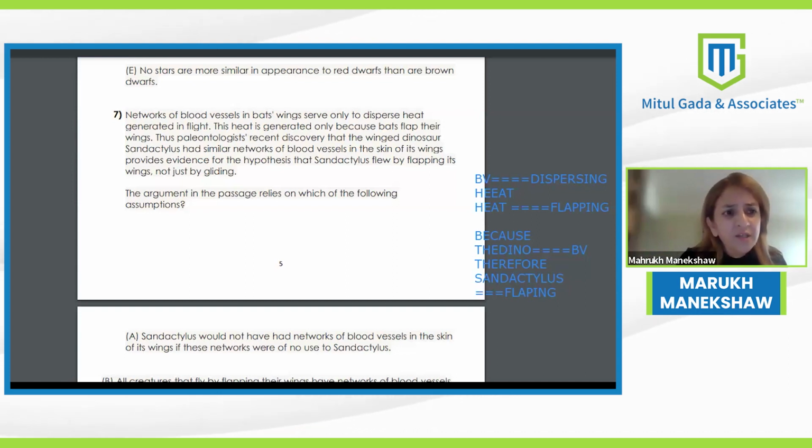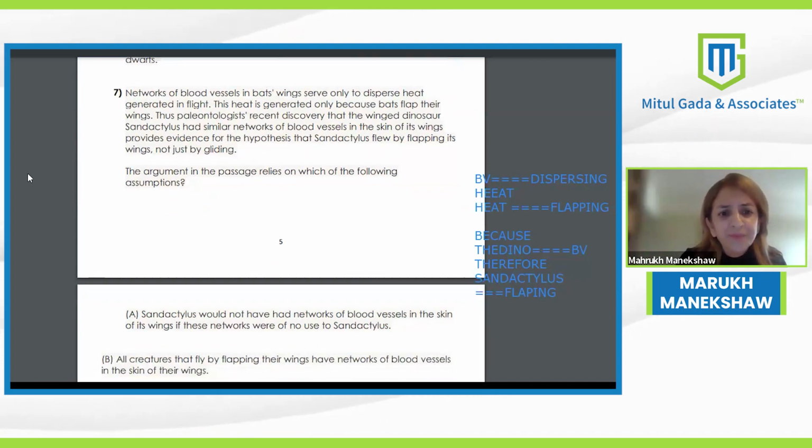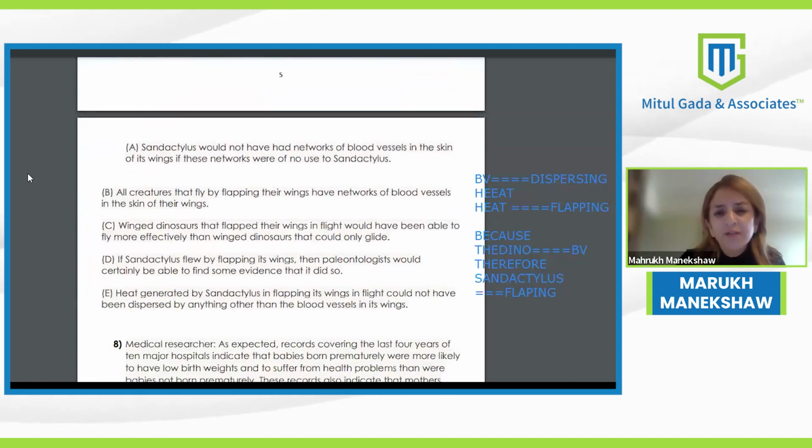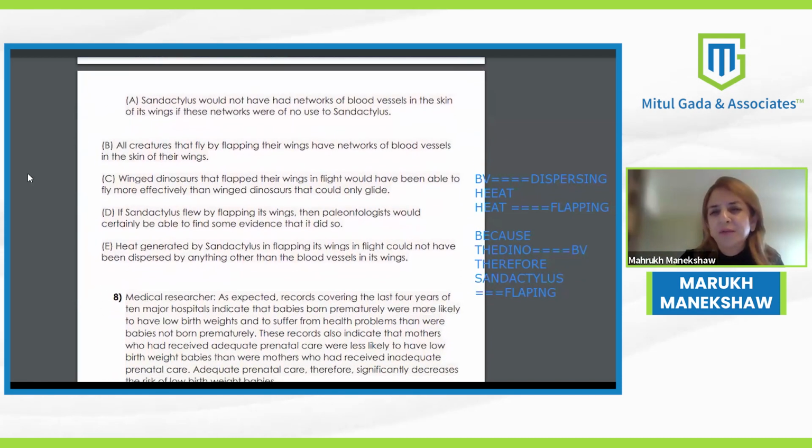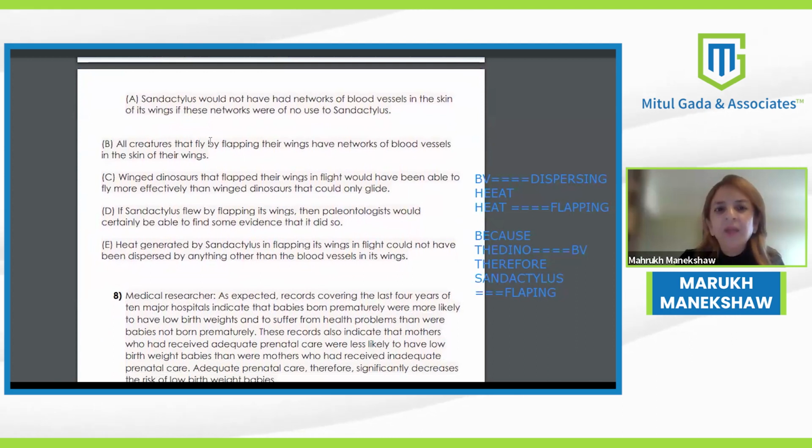So let's get to the answer choices. A says, Syndactylus would not have had networks of blood vessels in the skin of its wings if these networks were of no use to the dinosaur, to the Syndactylus. Okay? This is precisely what we assumed, our predicted answer, our shadow answer. And we'll negate it too. So A is the correct answer. But we'll look at the other choices as we go.